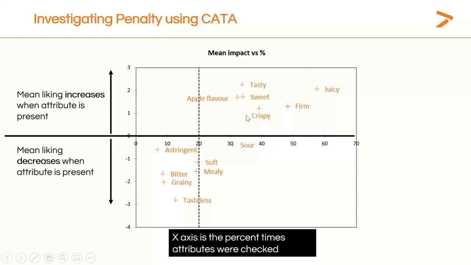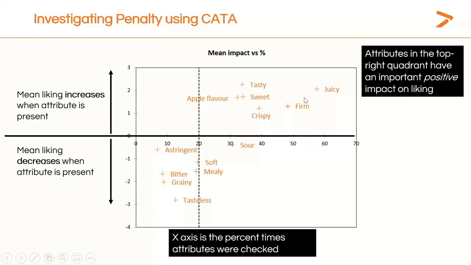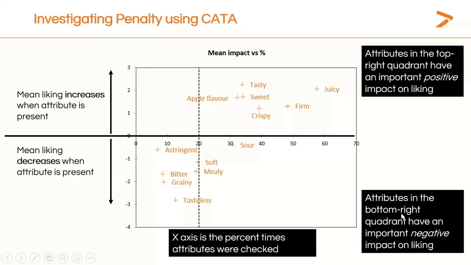So the most exciting attributes are these ones, the ones in the upper right part of the chart. So attributes in the top right quadrant have an important positive impact on liking. And in the bottom right, they have an important negative impact on liking. Maybe the sour attribute should be avoided.